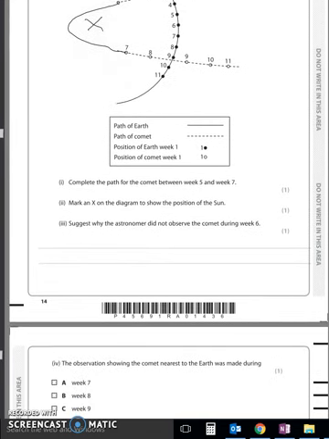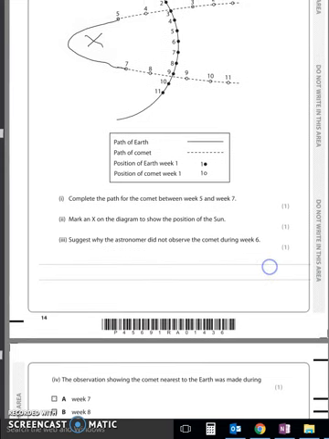Suggest why the astronomer did not observe the comet during week 6. Well, there's a big sun in the way, so the comet was behind the sun. Behind the sun. That would be a good one. You could also have something like: comet was obscured by the sun, light from the comet could not reach the astronomer, sun was too bright. We should not look directly at the sun.